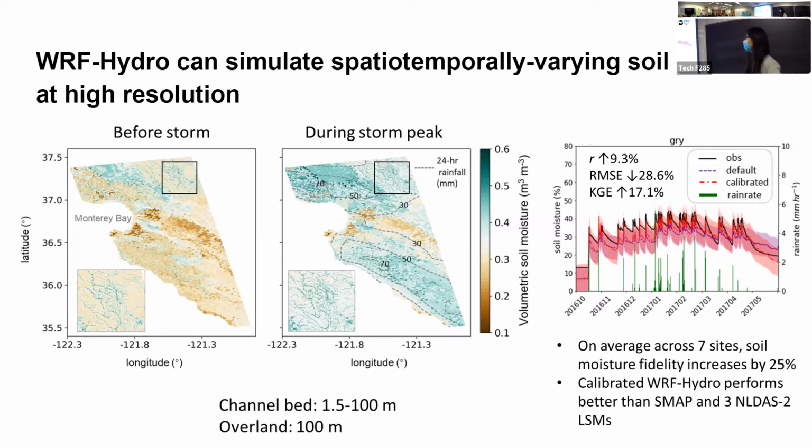On the right-hand side, I show a comparison of the soil moisture time series between the observations and our simulations. I show two types of simulations. One is the default run in WRF-Hydro that we didn't do anything to. And the second one is the calibrated soil moisture. We apply a calibration to improve the soil moisture fidelity of WRF-Hydro. After our calibration, we see that the correlation coefficient increases, the root mean square error drops, and the KGE value, which is a comprehensive metric for evaluating model fidelity, also increases.